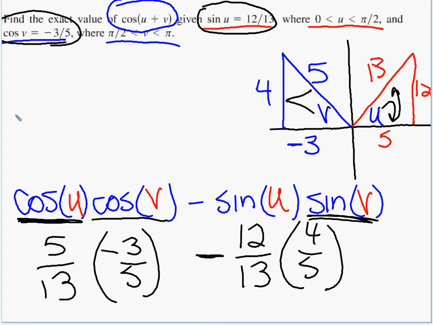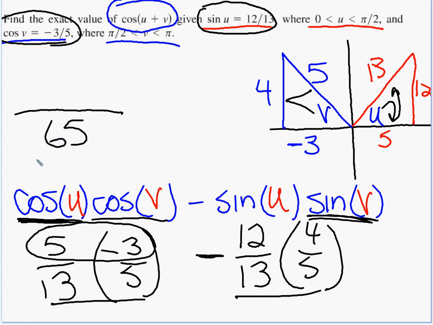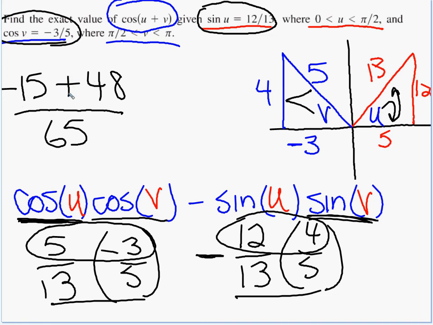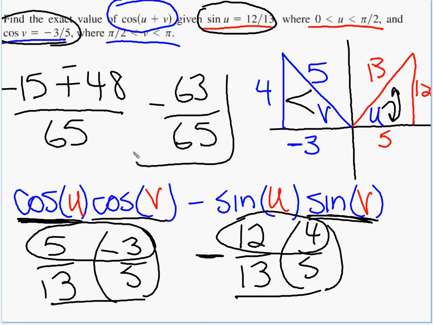So coming up here to the clear space, our denominators again, 5 times 13, 5 times 13, that's 65. And then this numerator will be a negative 15, and we're going to minus that. 12 times 4 is 48. Negative 15 minus 48 is like adding a negative. So that becomes negative 63/65. Final answer.